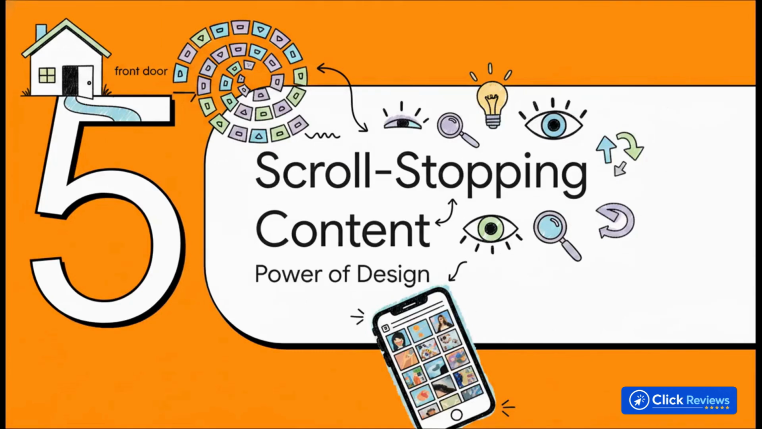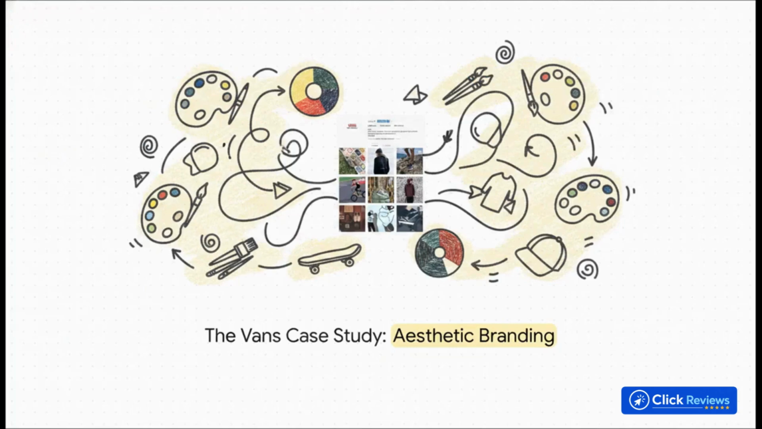All right, bringing us home to Section 5, Designing Scroll-Stopping Content. Once your bio is locked in, you have to look at the grid. To create a fast-growing aesthetic, you really need to build a cohesive universe. Take the Vans grid as a prime example here. You've got matching colors and this incredible artistic direction that just beautifully showcases the brand.